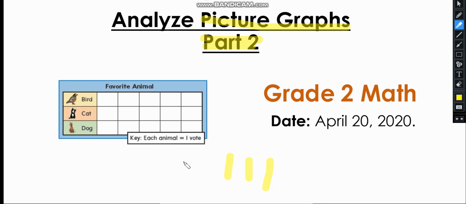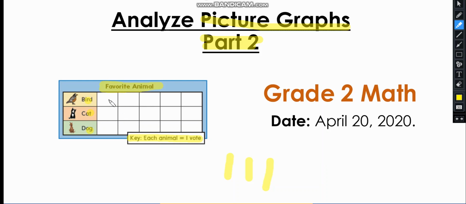We also learned that in the picture graph, we has what? Who can tell me what is that? Yeah, this is title. And what is this? This is the key. Key is very important. I told you before you start answer, you have to see what is the title. For example, favorite animal, bird, cat, dog. And the key means each animal equals 1 vote. Okay? Also from analyze picture graph, we're gonna learn which option is the most and which option is the least.